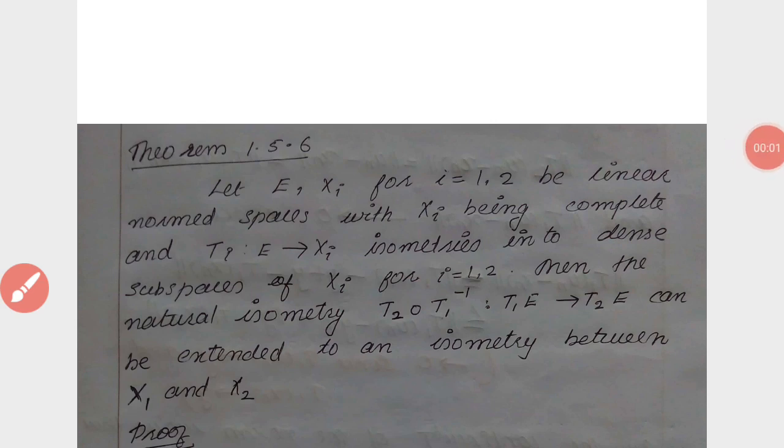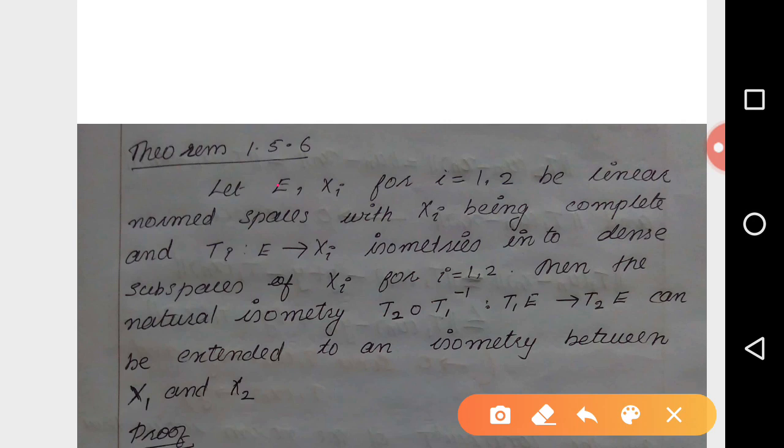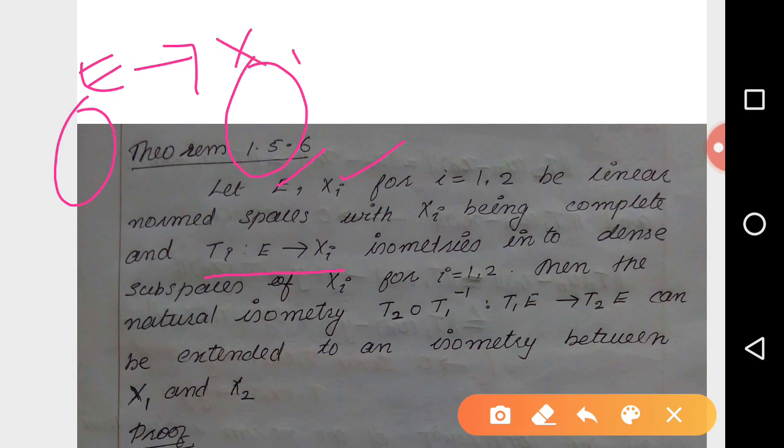This is Theorem 1.5.6 from your prescribed text. In this theorem we are given three linear normed spaces E, X1, X2 with two linear isometries into: T1 from E to X1 and T2 from E to X2. So this is T1 and we have T2 from E to X2.